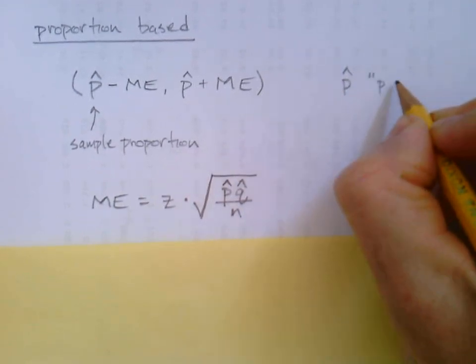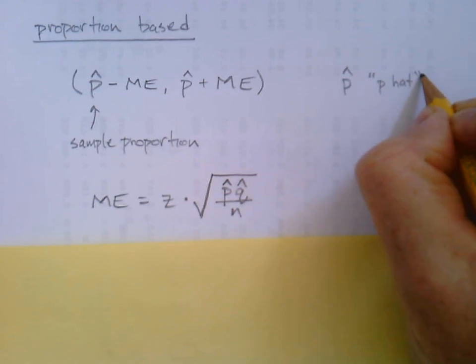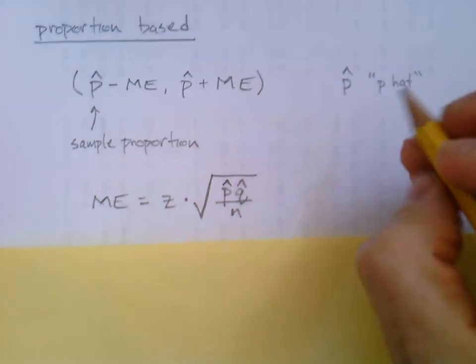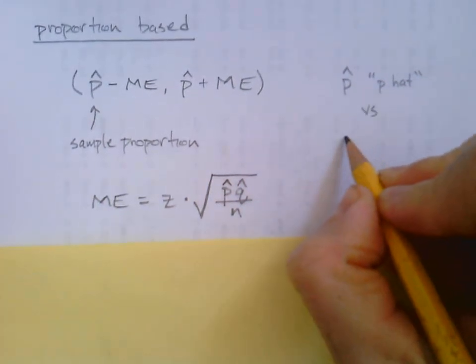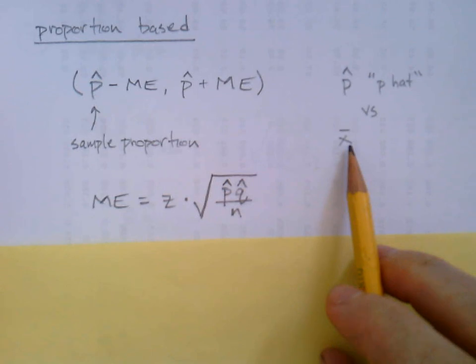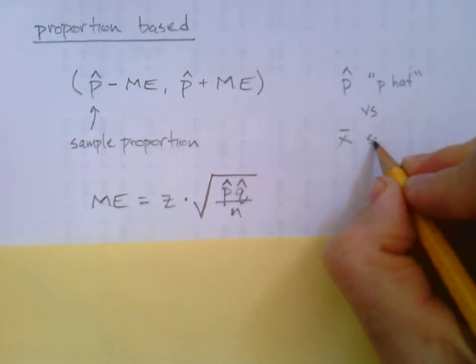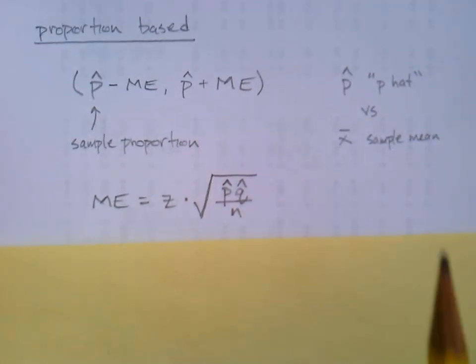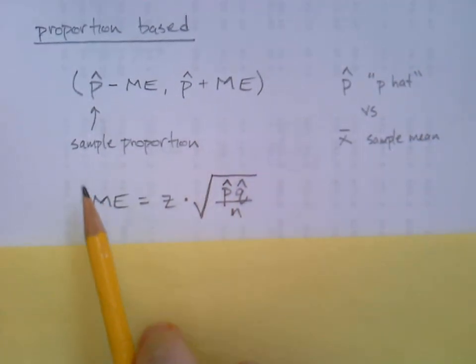This is called P, literally it's P hat. The little hat sitting on top of the P there, and it represents a sample proportion. So what we've done up until now is used X bar, so kind of a similar symbol, P hat, X bar. The X bar is the sample mean, the sample average. Now we're going to switch our thinking a little bit and think sample proportion.